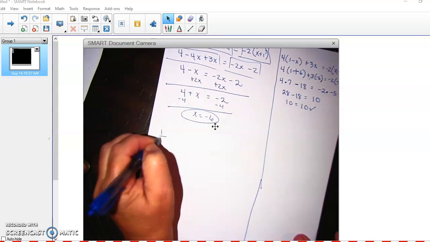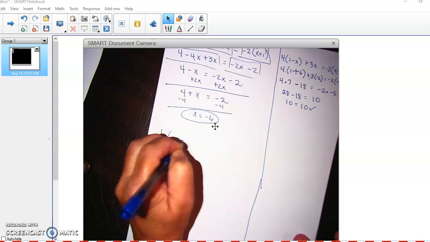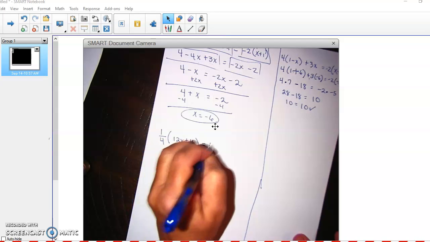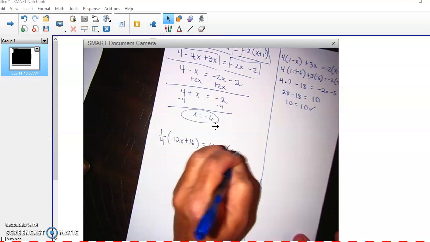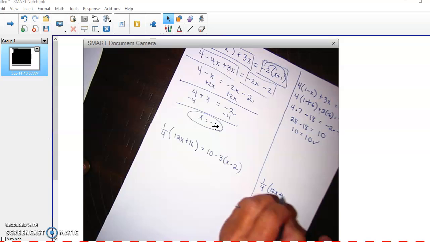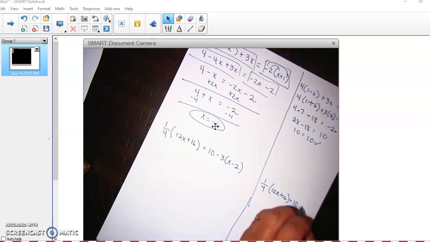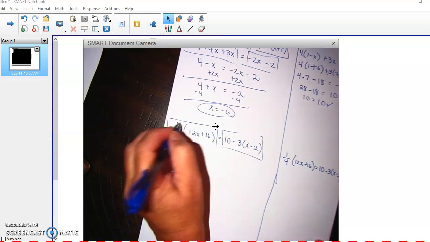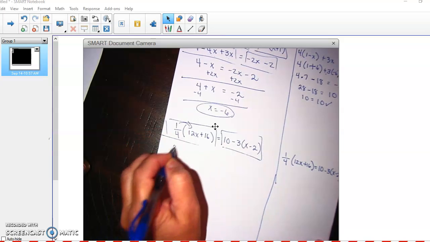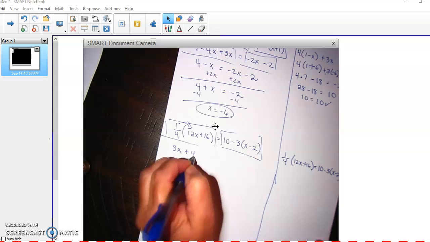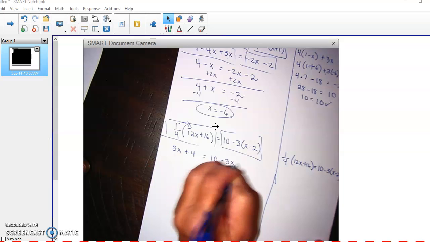The next problem has a fraction in it. Let's see, 1/4 times 12x plus 16 equals 10 minus 3 times x minus 2. Now let's write it over here so we can check it. Okay, so on this side of the equal sign, we have distributive property. So we're going to distribute this. This is really 12 divided by 4 is 3x. And this is 16 divided by 4 is 4. So 10 minus 3x plus 6.